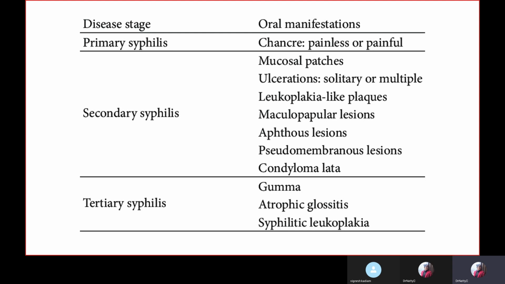Syphilitic glossitis, which is the inflammation of the tongue, sometimes overlaps in secondary syphilis as well, or it might be present in tertiary syphilis. Just remember, a late secondary syphilis will lead to syphilitic glossitis.